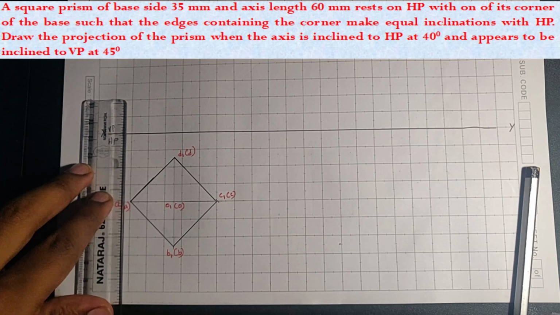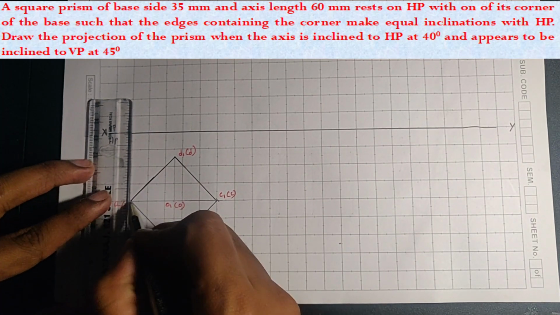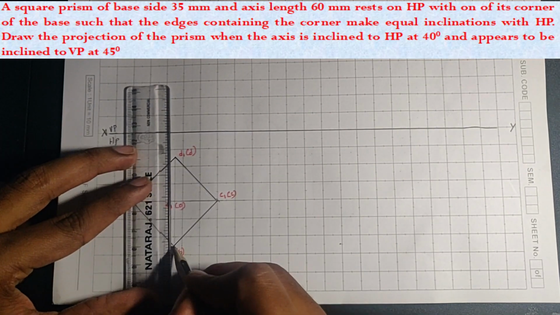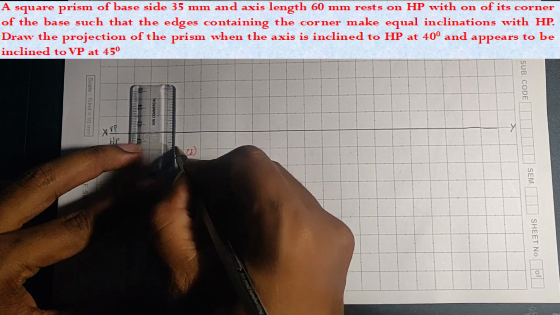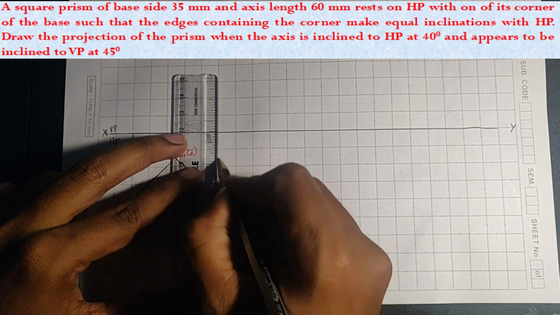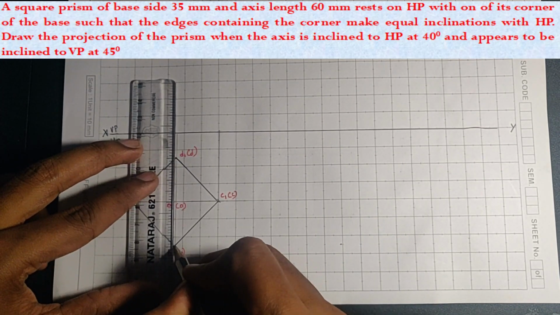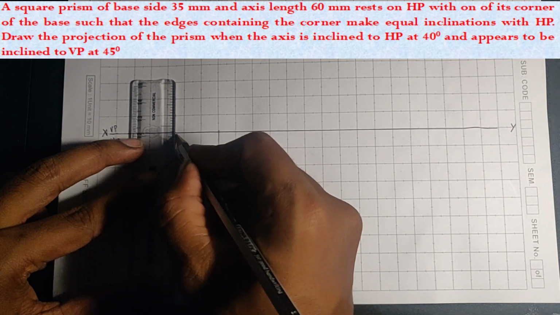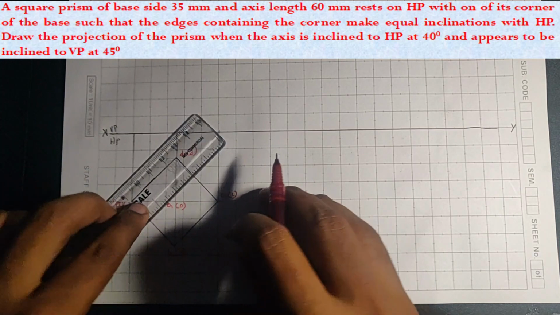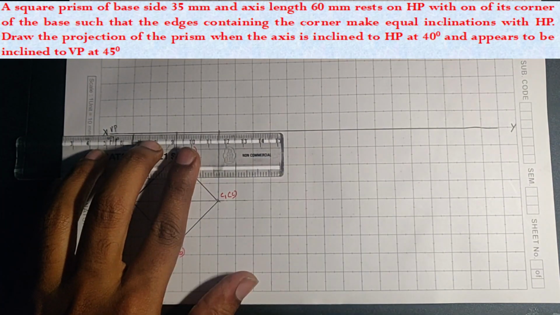Now let us project this upwards here to XY line first. So A to XY line, B to XY line. In turn, D is also projected to XY line. Right. So now let me join this.